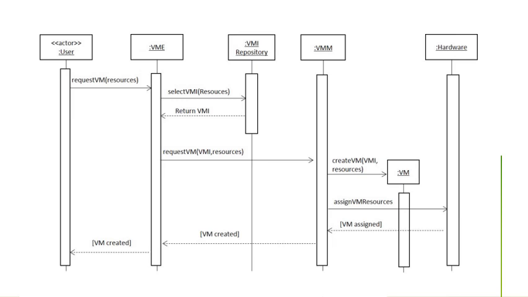First, a user requests the virtual machine environment to create a virtual machine by providing a list of resources. Second, the VME selects a VMI from the repository based on the user requirements. Third, the VMI repository provides the requested image. Fourth, the VME sends a request to the virtual machine monitor along with the VMI and list of resources to create a VM. Fifth, the VMM initiates the VMI to create a VM with the requested resources. Sixth, the VMM assigns required hardware resources to the VM. Seventh, the VM is assigned to the consumer and an acknowledgement is sent by the VME to them. The VM has been created.